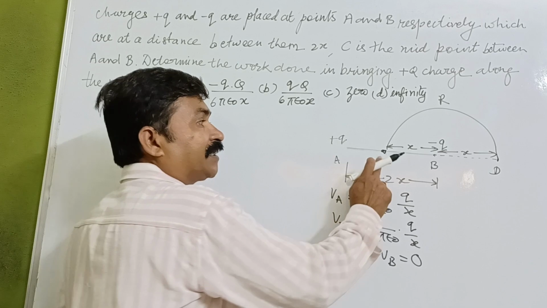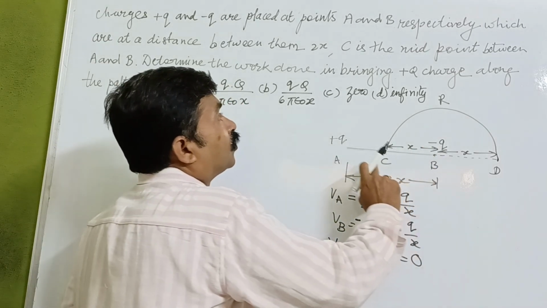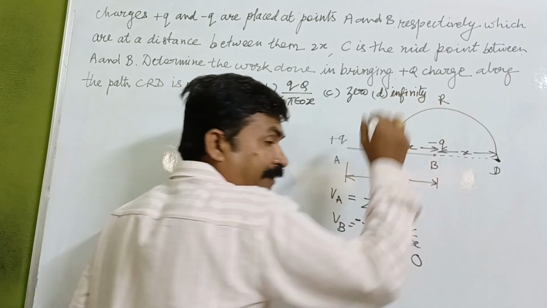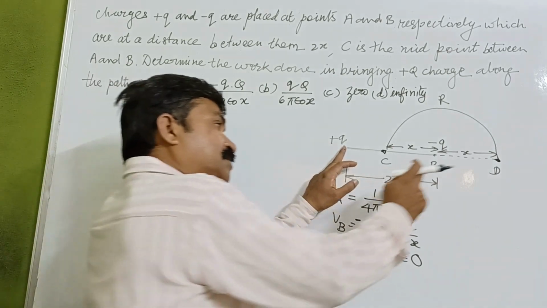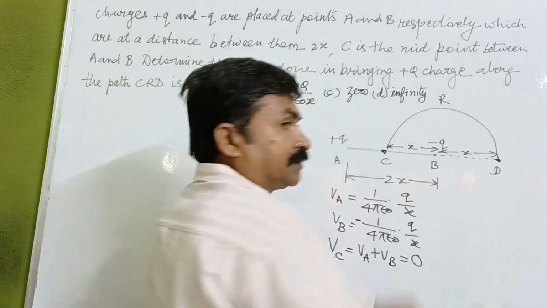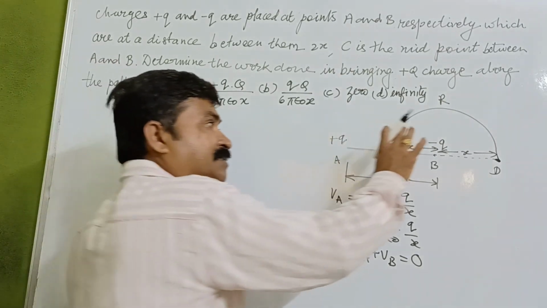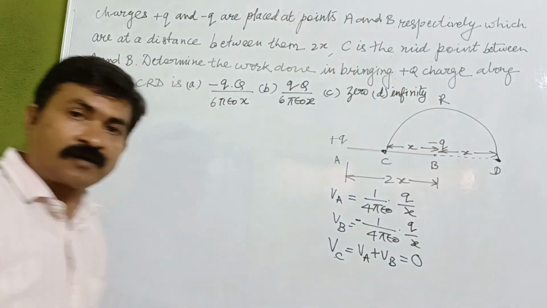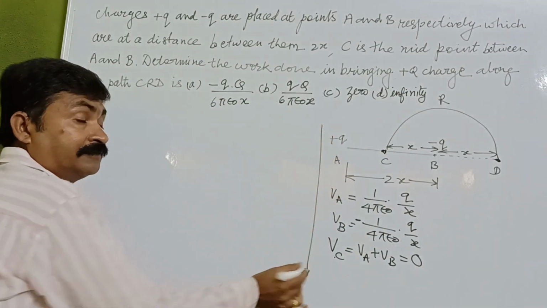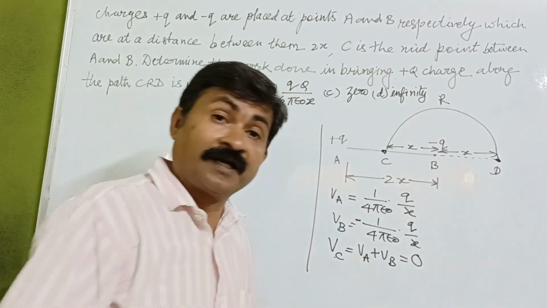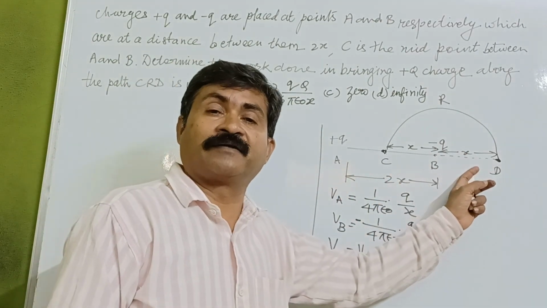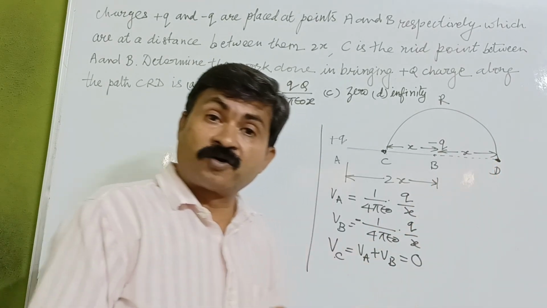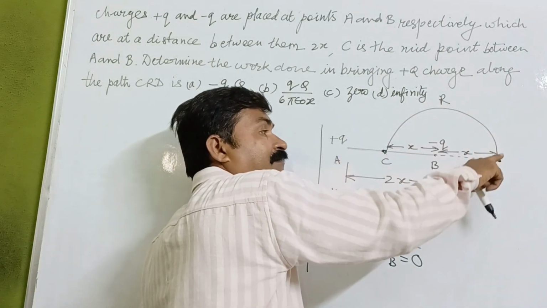So at C the potential is 0, but we need to calculate the potential at this point D, because of this charge and this charge. Once we have got this, we are carrying a charge from here to here in this path. So first of all, we need to calculate the work done. Before that, we need to know the electric potential at that point, because when you carry it, the work done will be because of this.